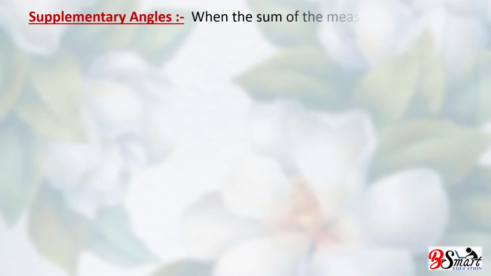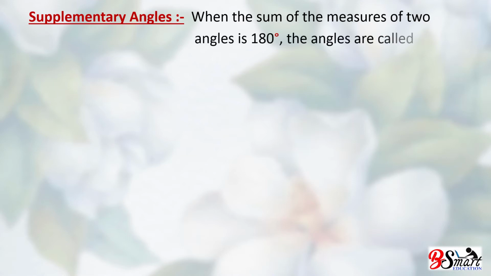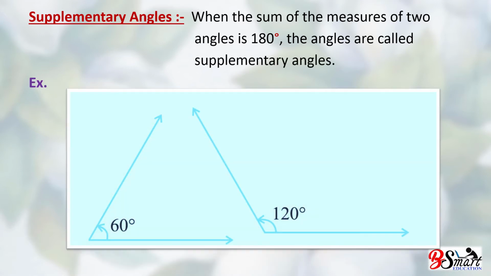Come to the next angle, supplementary angles. When the sum of the measures of two angles is 180 degree, the angles are called supplementary angles. For example, when one figure is of angle 60 degree and the other is 120 degree, you can say that these angles supplement each other because the sum of both the angles is 180 degree. So, these figures can be said as supplementary angles.